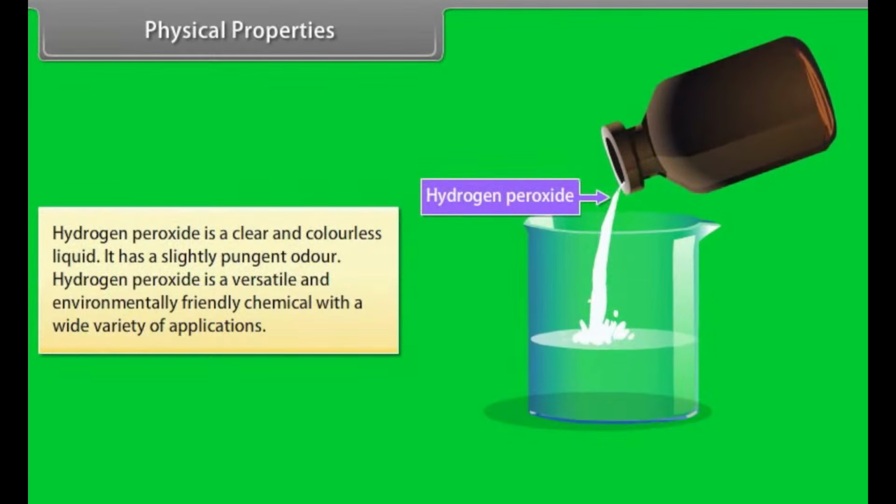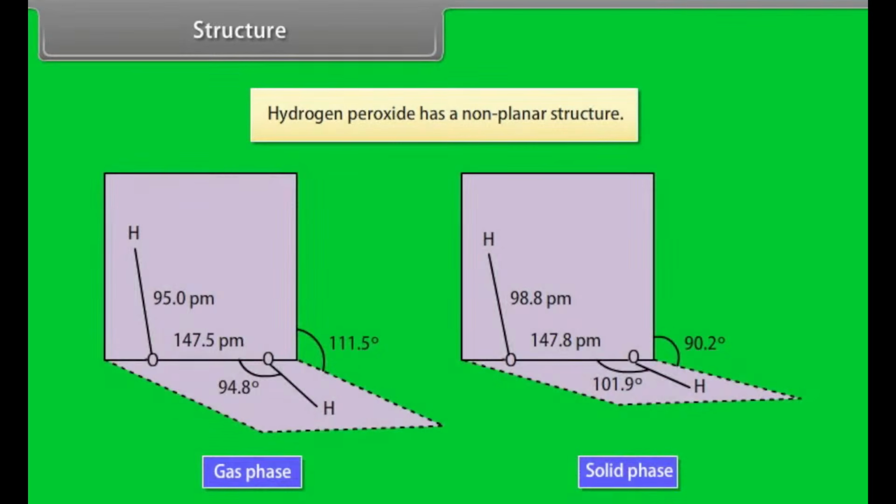Physical properties. Hydrogen peroxide is a clear and colorless liquid. It has a slightly pungent odor. Hydrogen peroxide is a versatile and environmentally friendly chemical with a wide variety of applications. Structure. Hydrogen peroxide has a non-planar structure. In gas phase, the dihedral angle is 111.5 degrees. In solid phase at 110 Kelvin, the dihedral angle is 90.2 degrees.